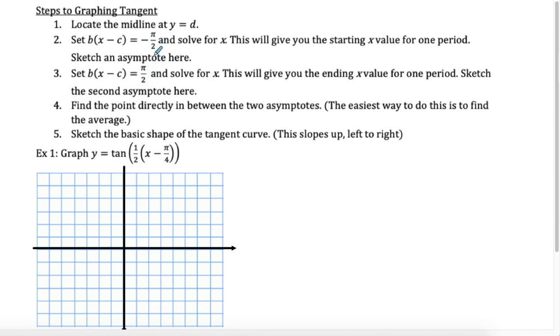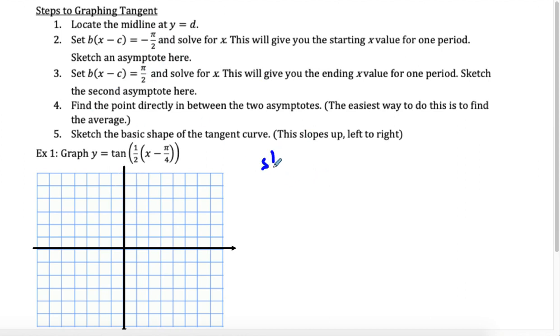Remembering that sine, cosine, secant, and cosecant all go from 0 to 2 pi, but tangent is going to go from negative pi over 2 to pi over 2, and then cotangent, which we'll look at in a second, is going to go from 0 to pi. Okay, so that's the biggest difference that we have to remember here.